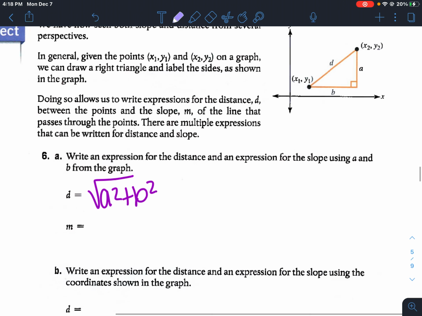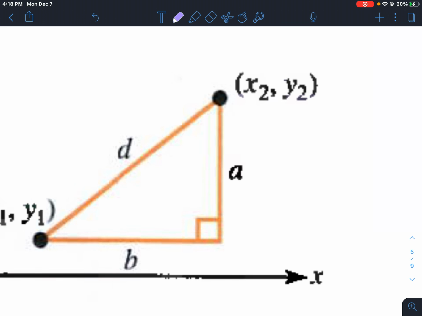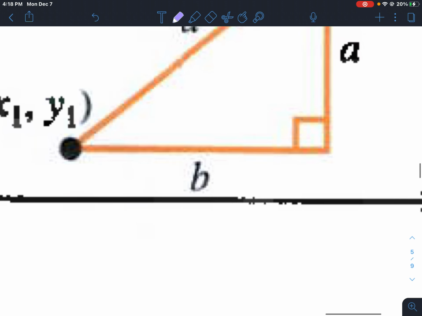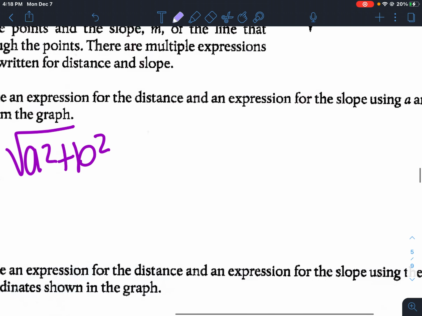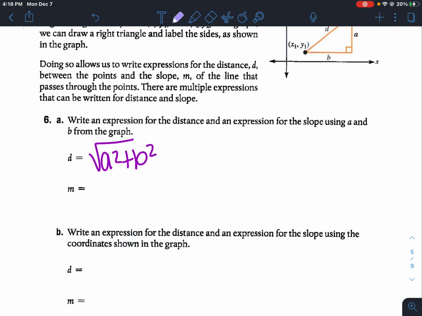And then my slope, remember slope is rise over run. So how far up did you go and how far over did you go? So rise over run will give me, in terms of A and B from the graph, A over B. Just rise over run. Which is essentially what you're already doing from the last lesson, when we had just a line through the graph and I asked you to find the slope, you were essentially just counting the rise over the run like you were doing here. Nothing new happened.